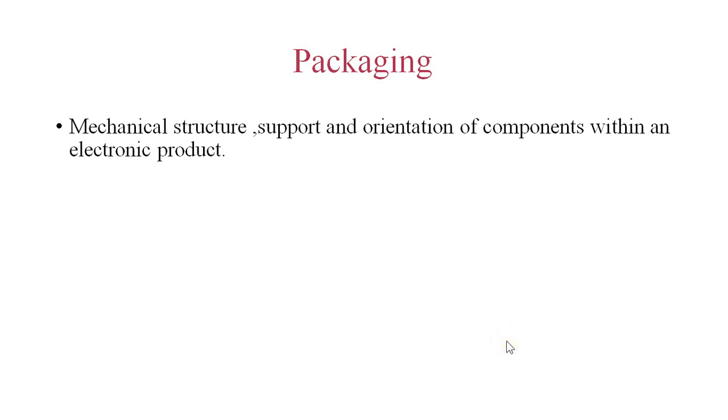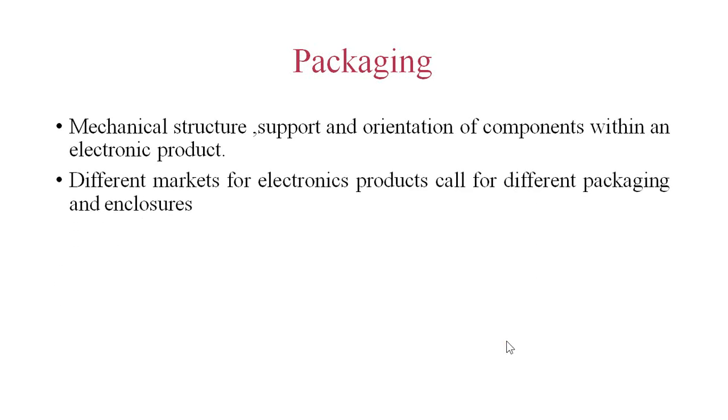So generally, what is packaging? It is nothing but the mechanical structure which supports and gives the orientation of components within an electronic product. Different markets for electronic products call for different packaging and enclosures. We had already seen the classification of the product. They are related to either consumer products, industrial products, or military products. So depending on the application, they have different packages and also different enclosures.